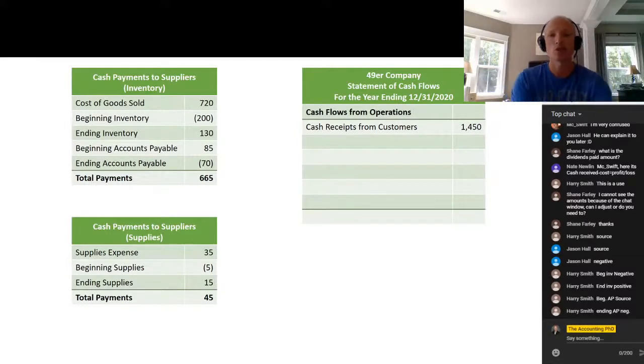Again, so that gets me to the total payments for supplies to suppliers related to our supplies of $45. And I add those up, and so my total cash payments to suppliers is $710. Again, because these are payments, it's a negative cash flow from operations. All right, so receipts are a source, payments are a use of cash.